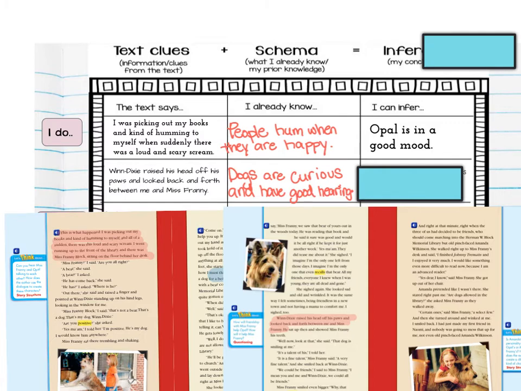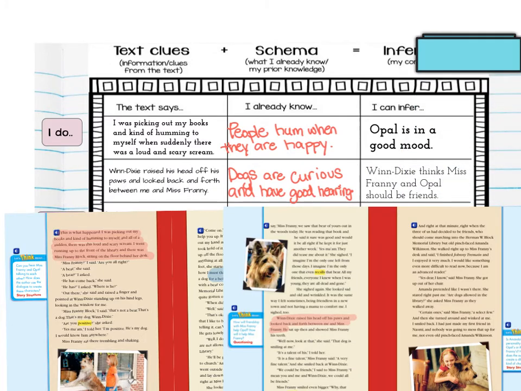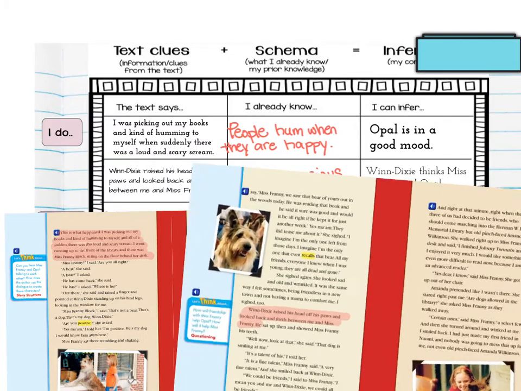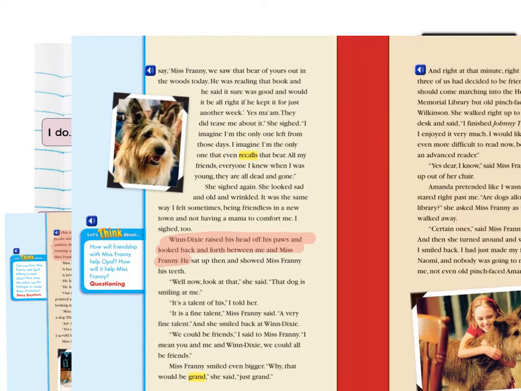So I'm thinking about what inference I can make. Since Winn-Dixie raised his head off his paws and looked back and forth between me and Miss Franny, I can infer that Winn-Dixie thinks Miss Franny and Opal should be friends because he's looking at them back and forth. Now, the author didn't tell me that, but when I go back to the text, I'm noticing right before it, it says, she sighed again. She looked sad and old and wrinkled. It was the same way I felt sometimes being friendless in a new town and not having a mama to comfort me. I sighed too.